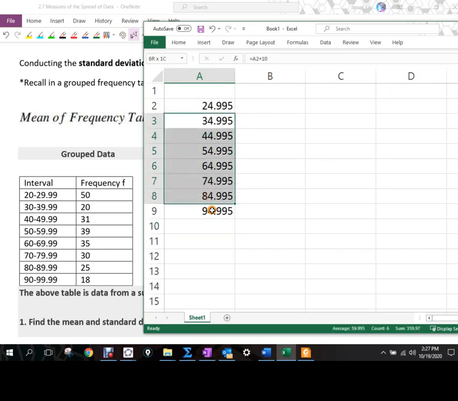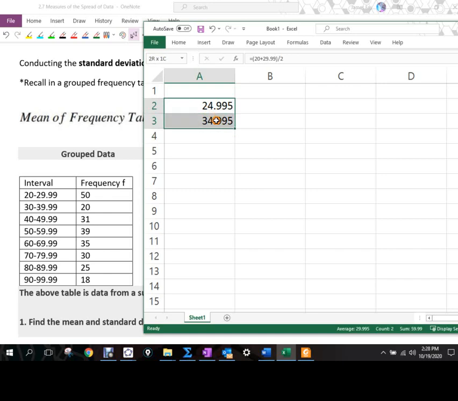Now there's another way of doing it. Just kind of show this real quick. We know if the class width is 10, then instead of making a formula here, can I just type in 34.995? And then the next one, could I just type in 44.995? And I could keep doing that, which would be obviously a lot less efficient than creating a formula.